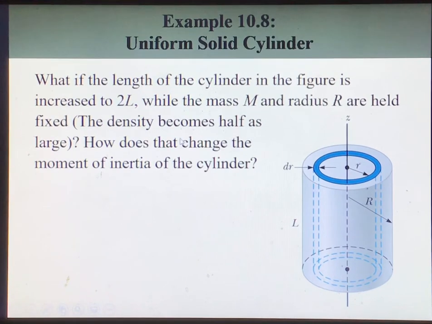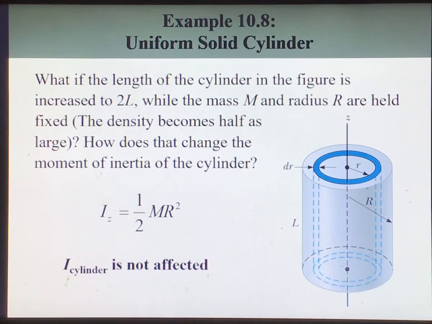Now it says, what if the length of the cylinder in the figure is increased to 2L while the mass and the radius are held fixed? So the density becomes half as large. How does that change the moment of inertia of the cylinder? So in this case, the I value is not going to be affected.